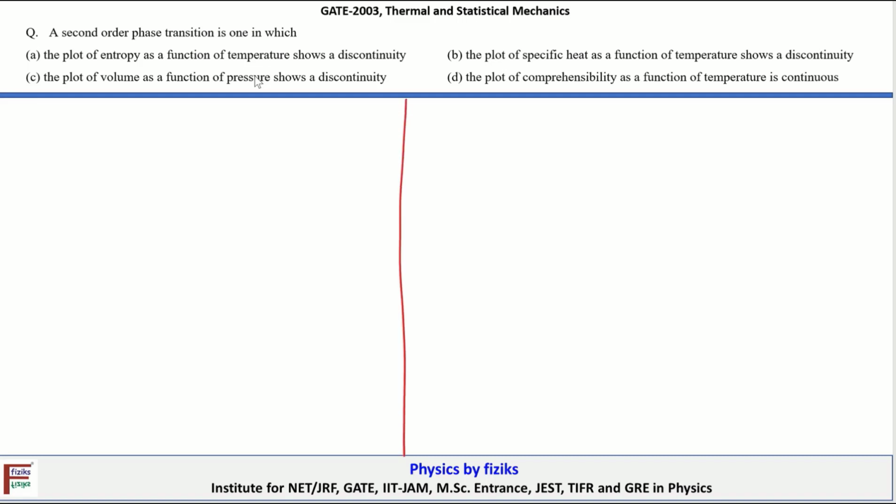Okay, so for the first order phase transition, the first point that we should note is that it involves latent heat.